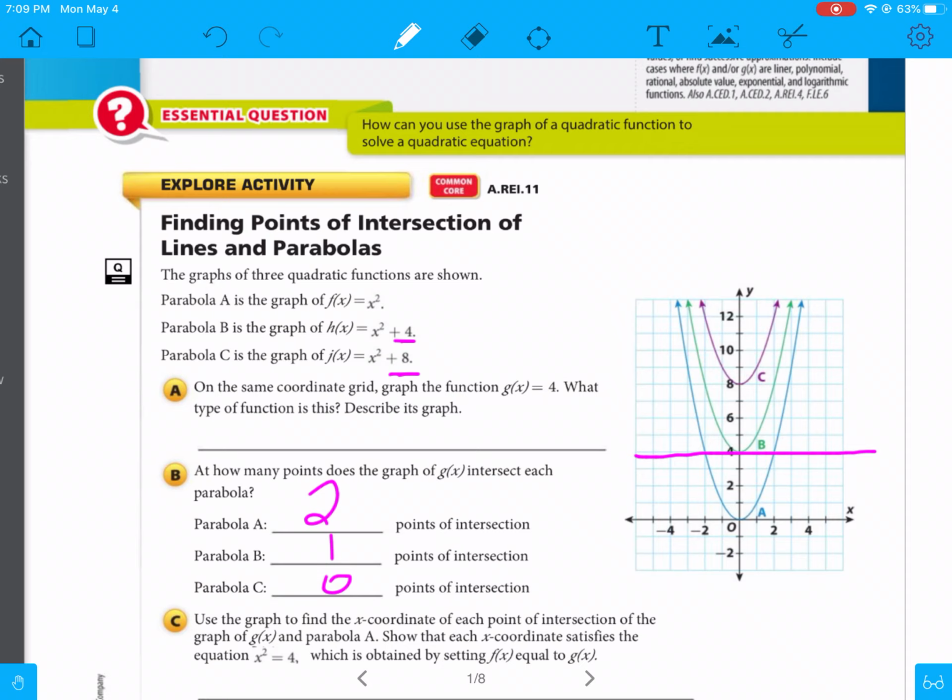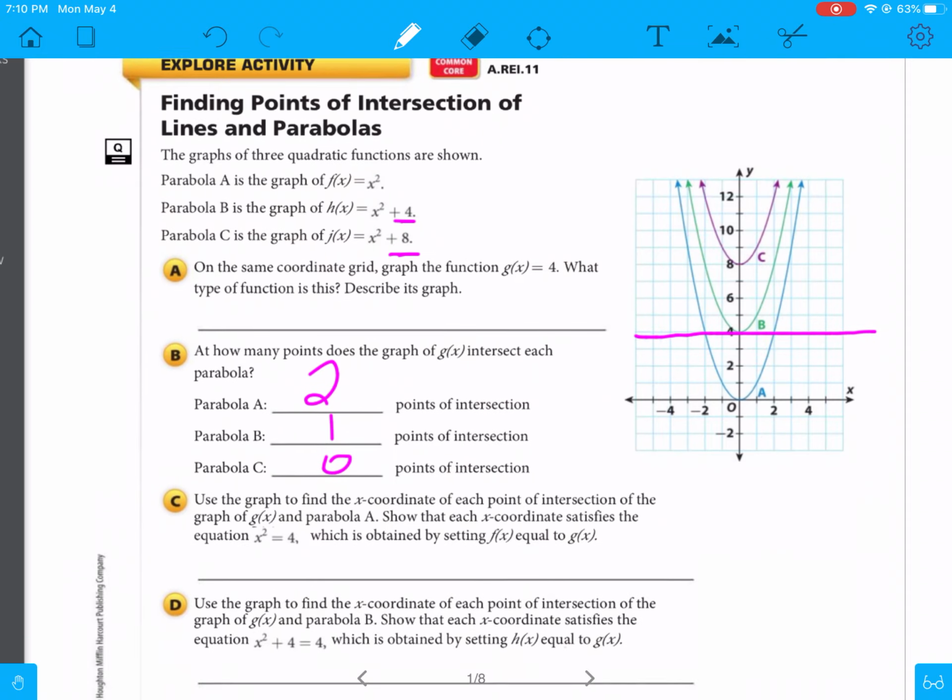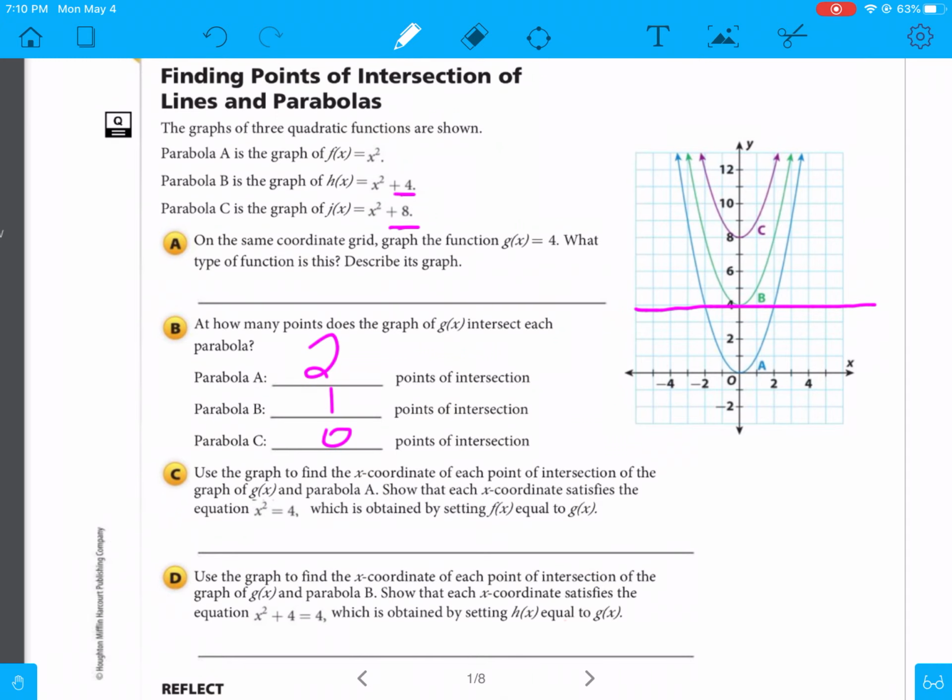So what we're going to be doing is just seeing where that intersects g of x, which equals 4. So use the graph to find the x-coordinate of each point of intersection of the graph g of x and parabola A, which is the blue one. So we're going to have, looks like, -2 and 2. So you have -2 and 2.